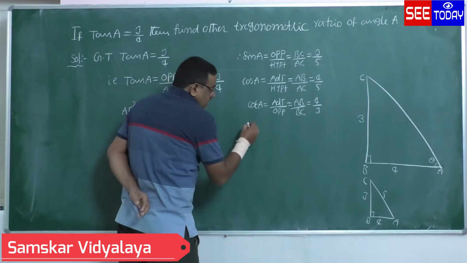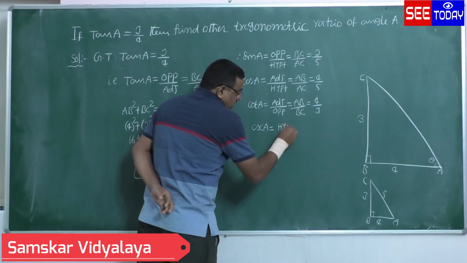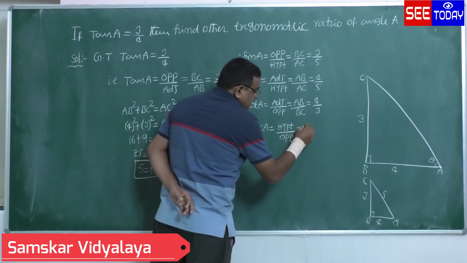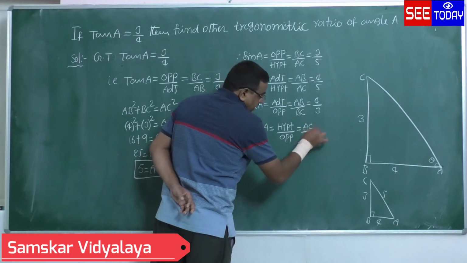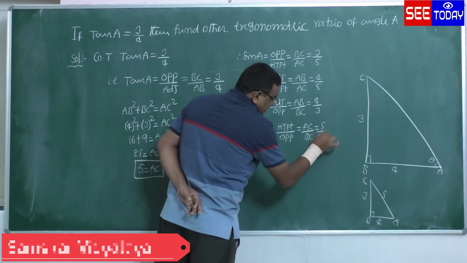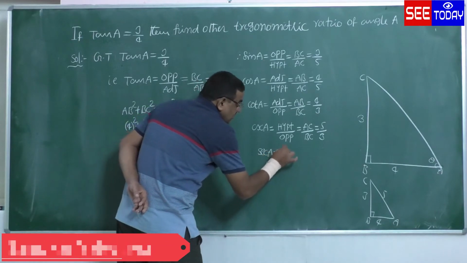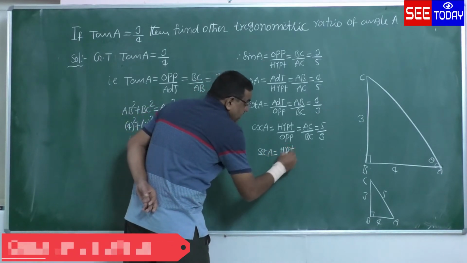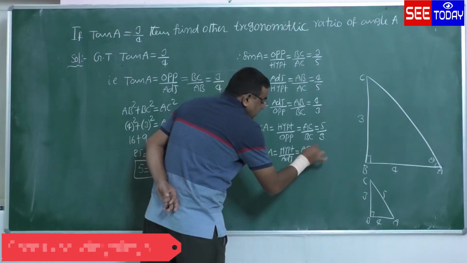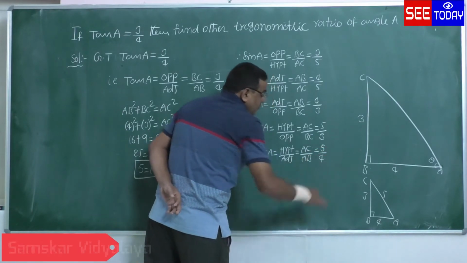Sin, cos, tan, cot. Next cosec A. Cosec A is equal to hypotenuse by opposite side. Hypotenuse is AC by opposite side BC, equal to 5 by 3. Sec A. Sec A is equal to hypotenuse by adjacent side. Hypotenuse is AC, adjacent side is AB, equal to 5 by 4.